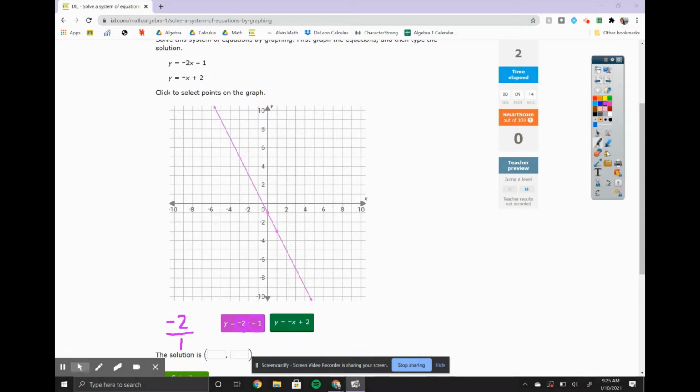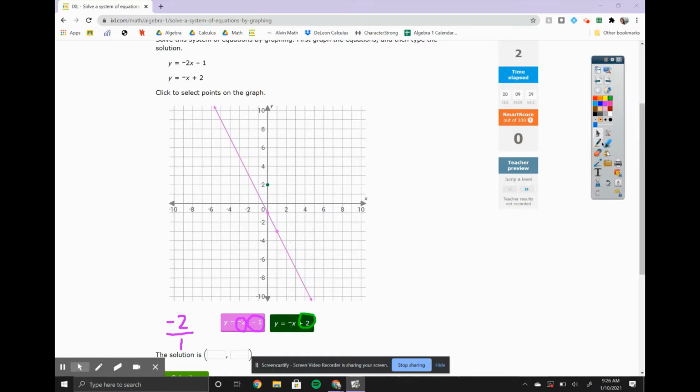Now for the green one, I'm going to do the same thing. So I need my y-intercept first. In this case, it is a +2. Make sure you click the green button so it knows you're graphing your green equation. And I'm going to go find when the y is a +2. So my y-axis is a +2 right here.